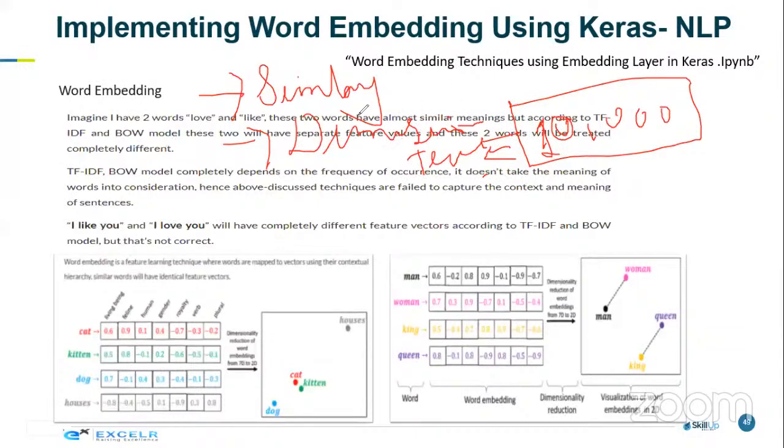So in order to overcome that, we use an embedding layer in Keras, which will give us a better understanding, or a similarity, and it will also reduce the dimensions. How? Try to understand.